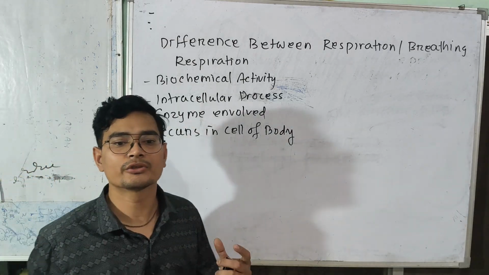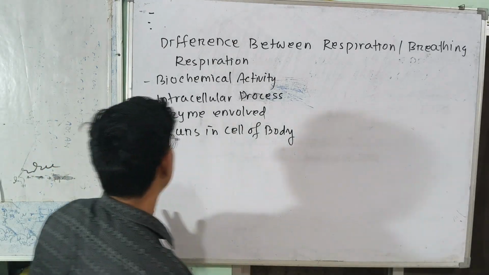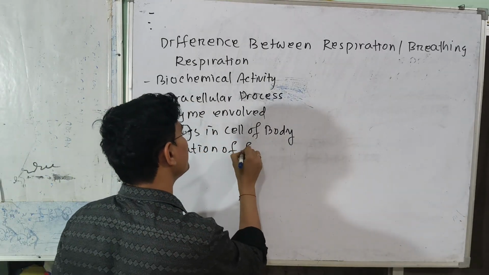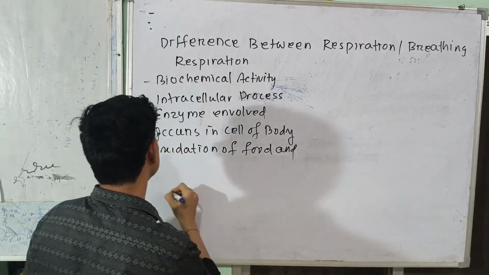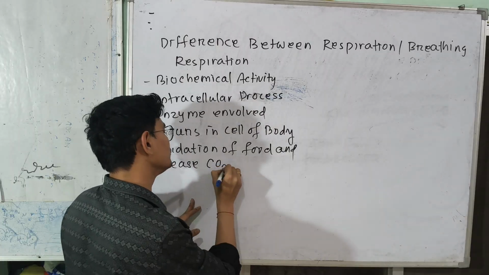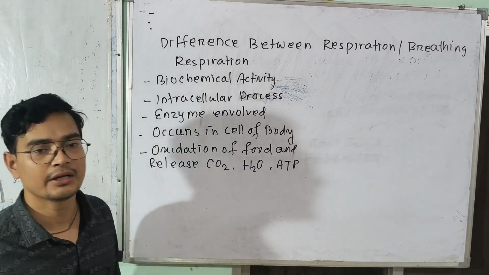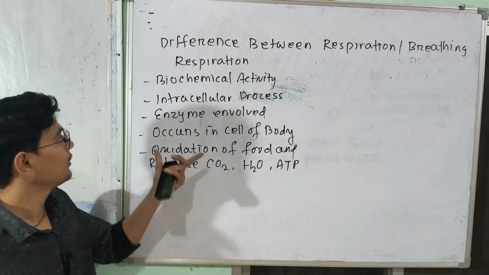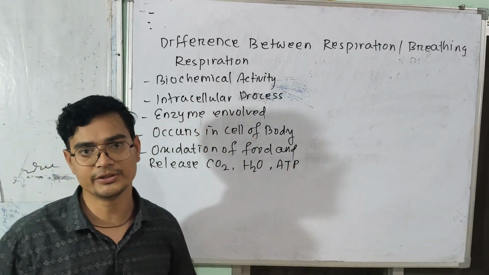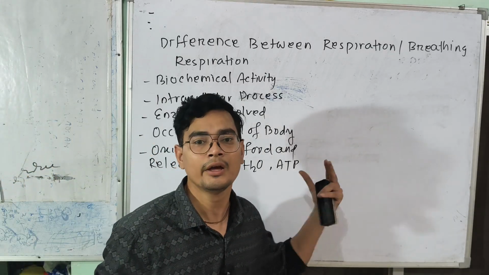And here there is oxidation of food to form carbon dioxide and water. Oxidation of food releases CO2, H2O and ATP, adenosine triphosphate. You see, respiration is a biochemical activity, which means it is catabolism. We previously discussed catabolism: breakdown of something in our cell is called catabolism.